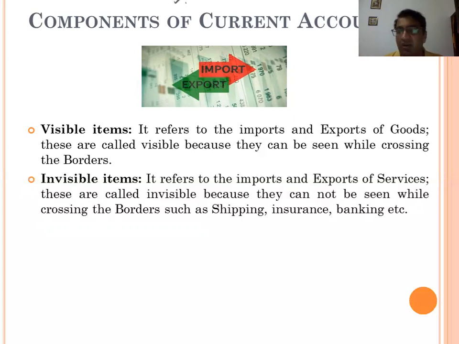So all are a part of invisible items. That is the export and import of services. We provide services to them, like banking services. So that is part of invisible items.